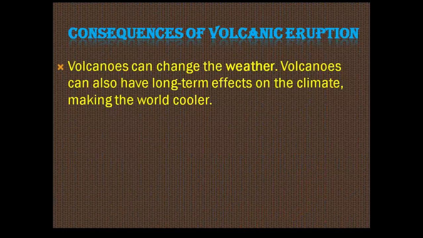The consequences of volcanic eruption. First, it can change the weather. You would be thinking, how can it change? You know that it produces so much ash which is harmful for the environment. It will cause many changes to the environment, and then it can change the weather also. It has effects on the climate, and it can also make the world cooler, which happened first in Russia.